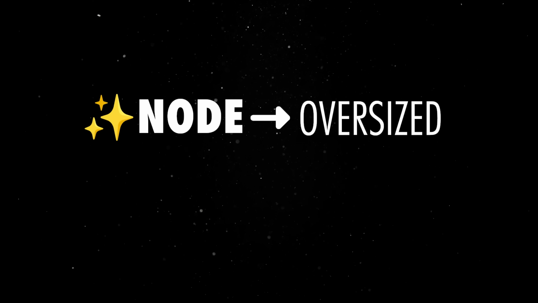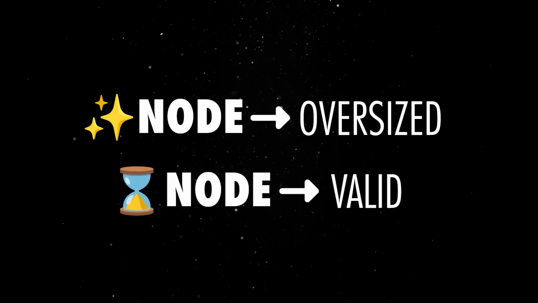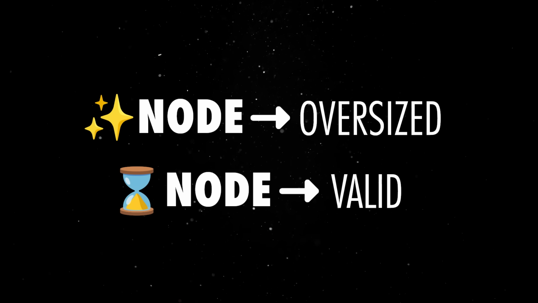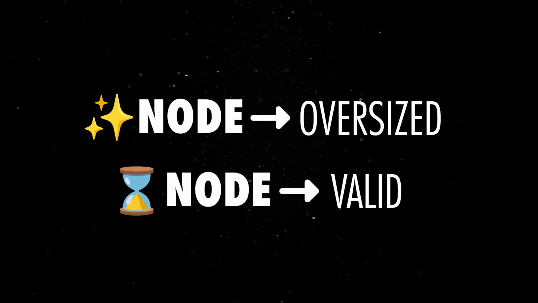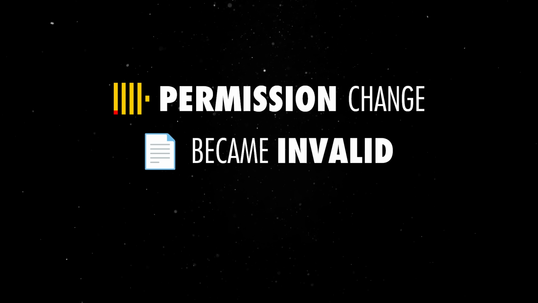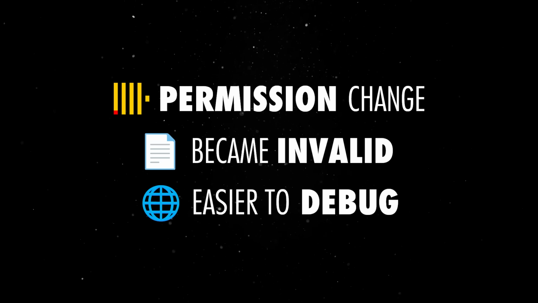If the query landed on an updated node, it produced the oversized file. If it landed on an older node, it produced a valid one. Quicksilver then did its job perfectly and distributed whichever version it received across the network. Eventually, every ClickHouse node received the permission change, every generated file became invalid, and the entire system settled into a much easier state to debug because the entire system was completely down.